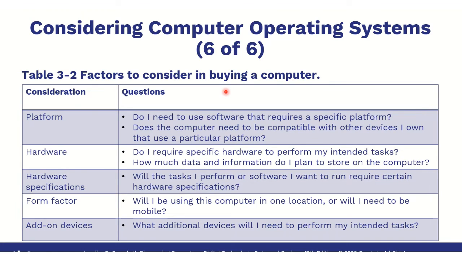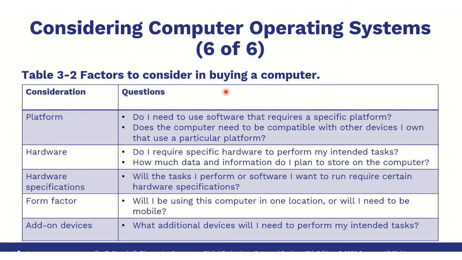Now, hardware is another important thing. Do I require specific hardware to perform my intended task? The processor, for example, single core versus multi-core processor or a certain processor type. How much data and information do I plan to store? The size of your disk drive. Maybe you don't need a lot of disk space, then you can go with a simple 16 gigabyte disk. But if you want a lot of data, you can go up to 1 terabyte and beyond. The main advantage these days is that the disk drive is not that expensive.